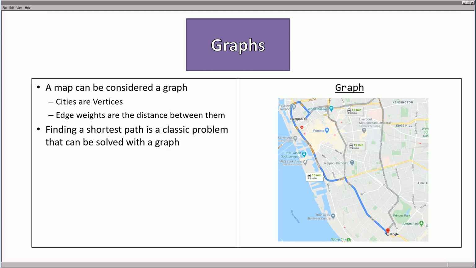One of the easiest versions of a graph to understand is a map. Think of it this way. The abstract objects in a map are cities. They can be considered vertices. The edges can correspond to the distance between those cities. That is the relationship from one city to another. And in addition to that, finding shortest paths, or finding a path at all, is a classic problem that can be solved using a graph data structure.